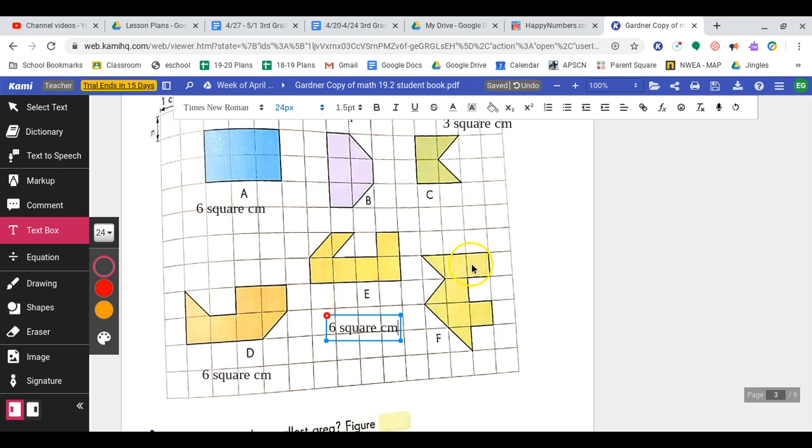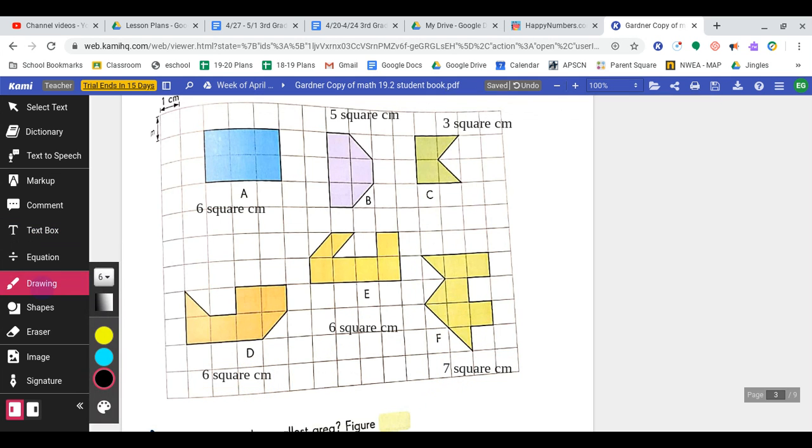And finally, 1, 2, 3, 4, 5 plus 1 is 6, plus another 1 is 7 square centimeters. Okay. Remember, every time 2 halves make 1 whole, you could separate them, drawing a circle around them, combining those two for you to more easily see that's 1 whole.